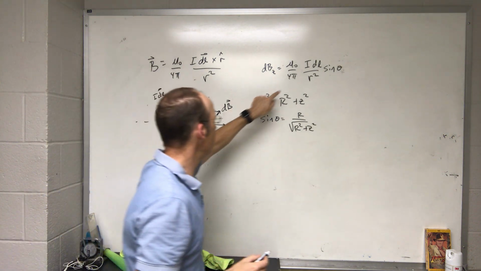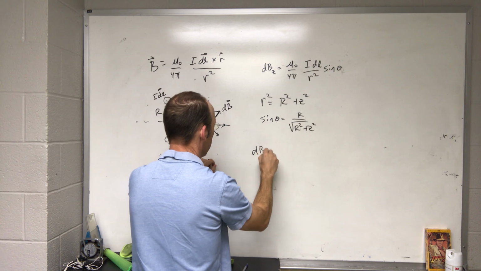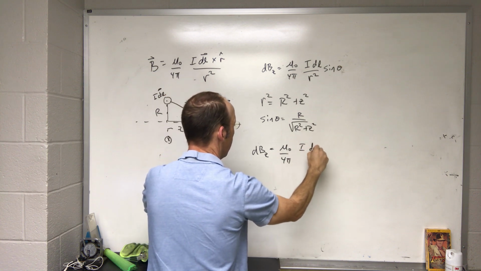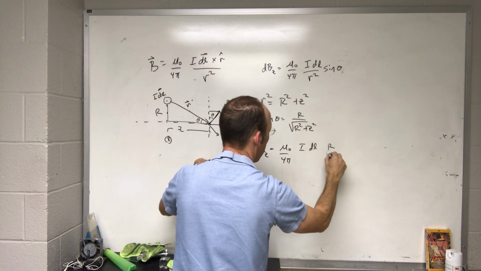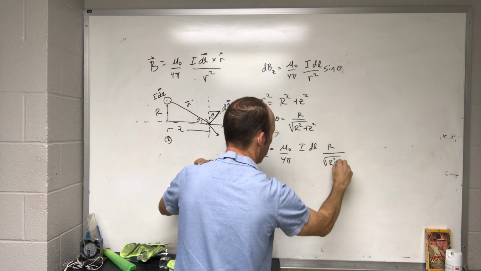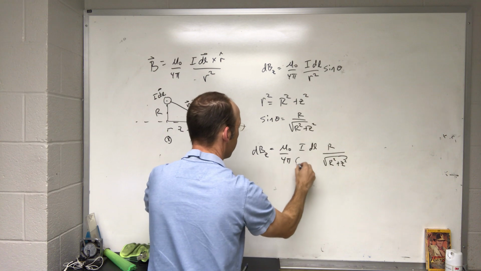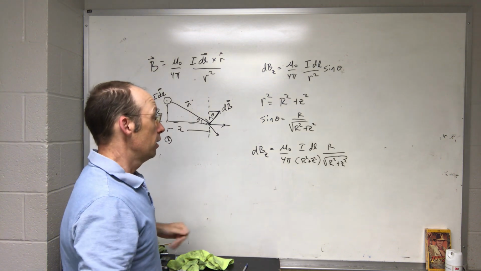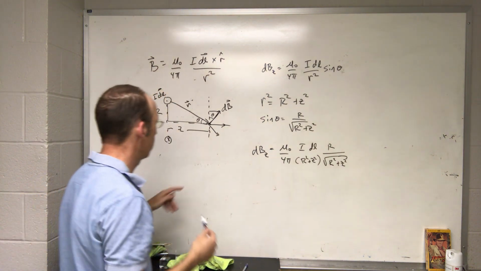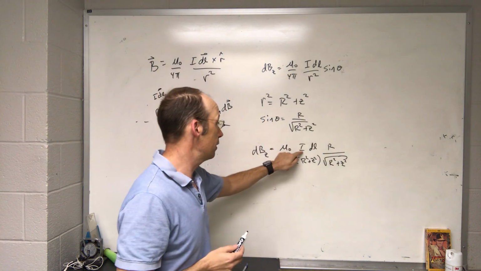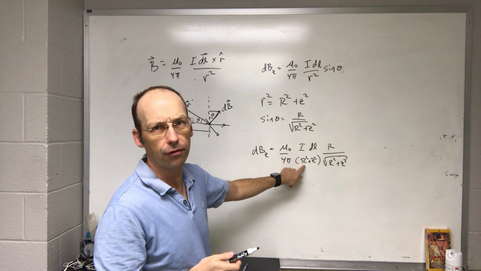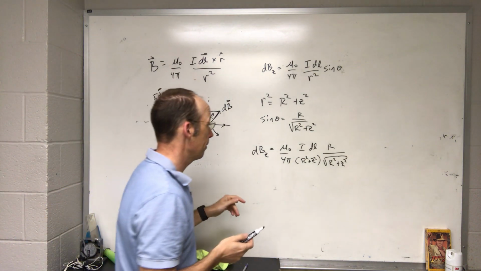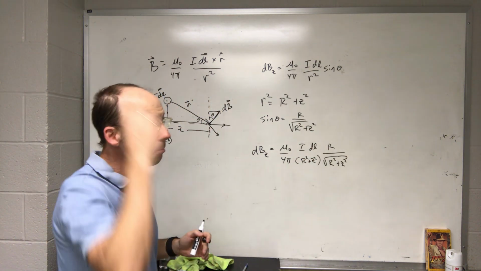So I can put this and this in up here. So I get dBz is mu naught over 4 pi I dl, sine theta is this, R over the square root of R squared plus Z squared, and then r squared is going to be R squared plus Z squared. So as I go around this loop, this doesn't change, it's a constant. This doesn't change, it's a current. Big R squared is the radius of the circle, it doesn't change. Z is a parameter from the center, that doesn't change. So nothing changes except dl. But now I can integrate.